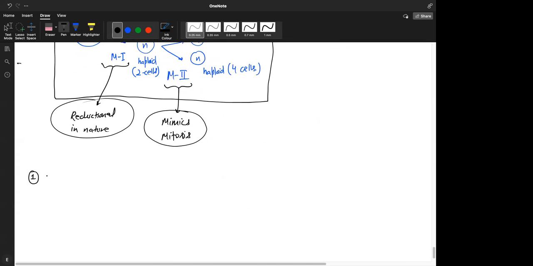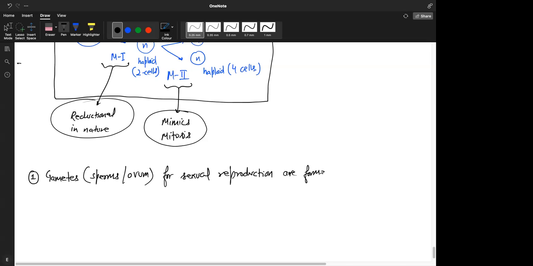Gametes for sexual reproduction. You know what gametes are? What are gametes? Sperm and ovum. So gametes for sexual reproduction are formed through meiosis. And gametes are haploid cells.